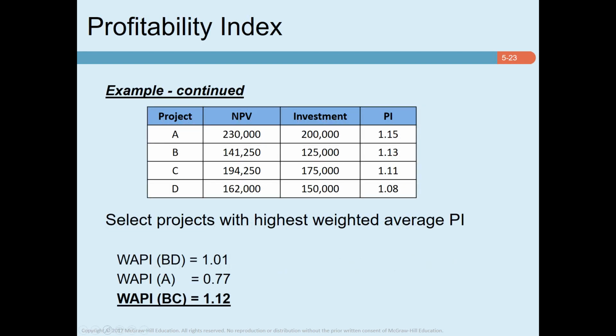Now, as I already have said, it's possible that we take only project A that requires an investment of 200,000. It's possible we take B and D, whose profitability index is 1.01, and it's also possible that we take projects B and C where 300,000 will be invested. The weighted average profitability index for projects B and C is 1.12, which is highest among all the possible packages of projects. So we should accept projects B and C in this capital rationing situation, which ensures the maximum possible NPV that can be achieved. That's how the profitability index can be used in a capital rationing situation to accept a package of projects that ensures the highest positive NPV.